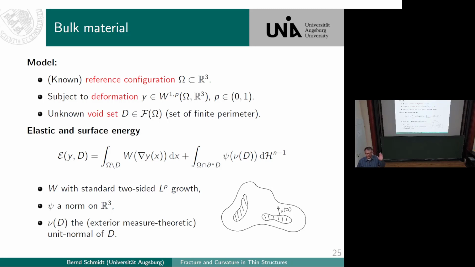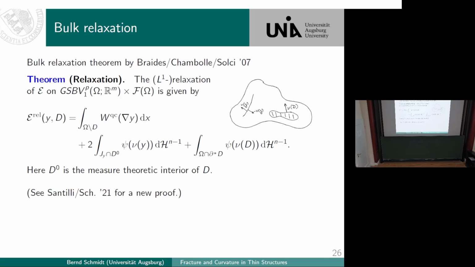Now, of course, you could think of this first in the bulk. Before we do thin plates, let's just see what's happening in the bulk. If you look at the bulk relaxation of this problem, this has been done already a number of years ago. What's happening is that basically this elastic part decouples. You can just take the quasiconvex envelope here. But for the voids, something can happen. This is just the L1 relaxation. For the voids, it could be that, since psi is a nice norm, this term just survives. But a further thing can happen.